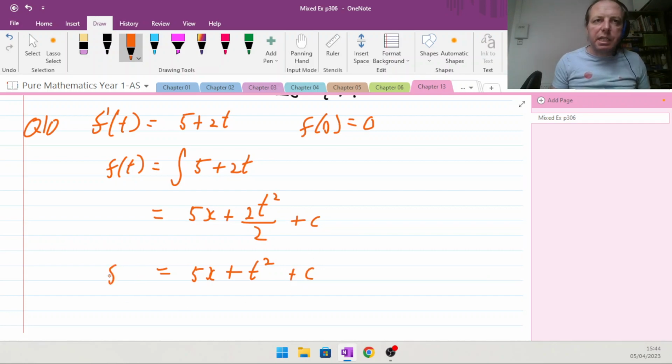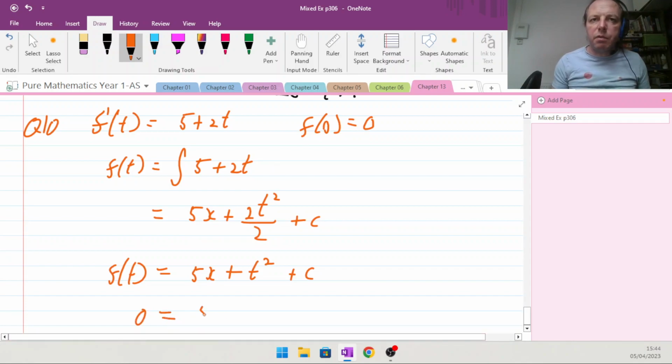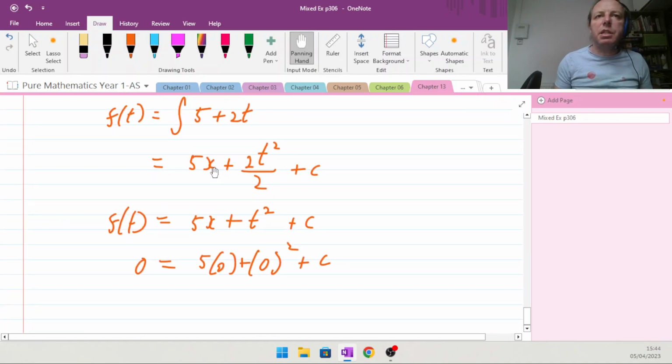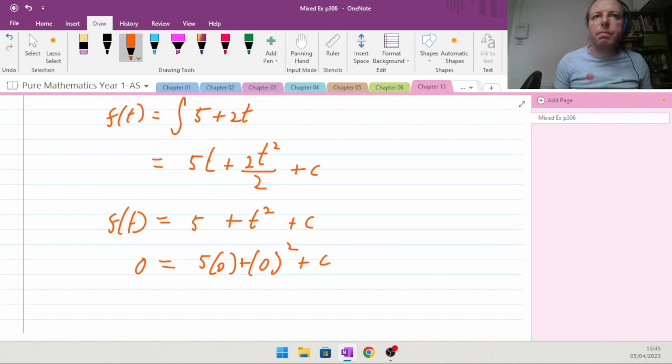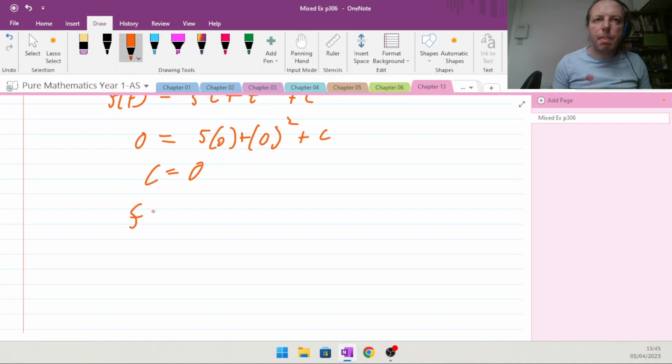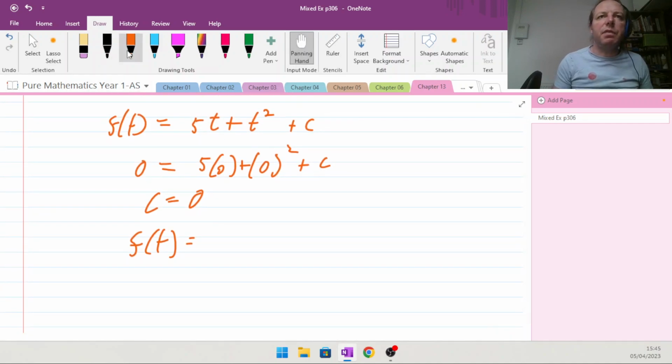Now, at that point, that's f of t, and we've just been told it is 0. And that will equal 5 times 0 plus 0 squared plus c. I've just seen a mistake in my working there, in that I have done this with x's instead of t's. Okay, so c equals 0, meaning our equation for f of t is equal to 5t plus t squared.